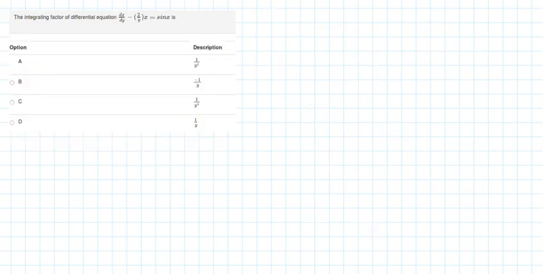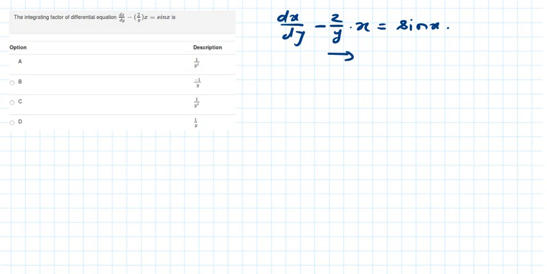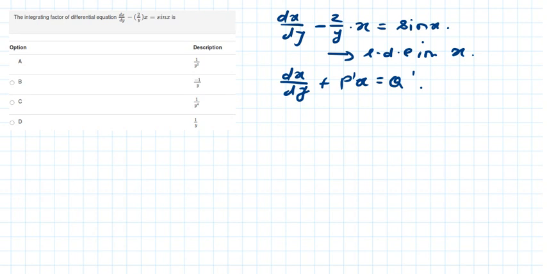Next one, find the integrating factor of the differential equation dx by dy minus 2 by y into x equal to sin x. Again, to get the integrating factor, first this is a linear differential equation in x, in type 2. What is type 2? dx by dy plus p dash into x is equal to q dash, where this p dash and q dash are functions of y. The value for p dash is minus 2 by y, and the value for q dash is sin x.